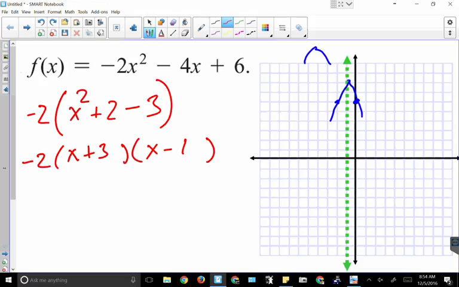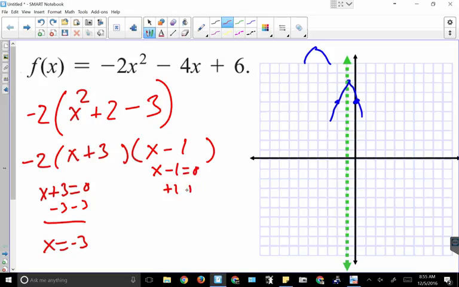Now, there is one more step with this. In order for this to be going through the x-axis, that has to equal 0. So x plus 3 is equal to 0. Subtract 3, x is equal to -3. X is equal to 1. Correction, I screwed that up, sorry. x minus 1 is equal to 0. Add 1, x is equal to 1.